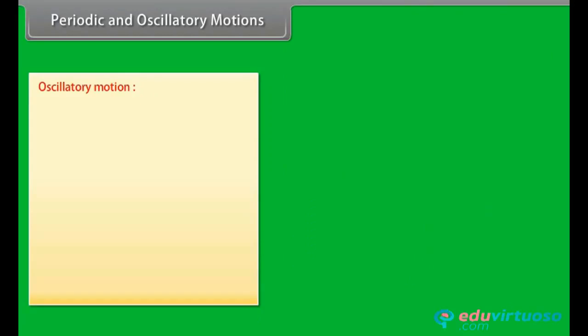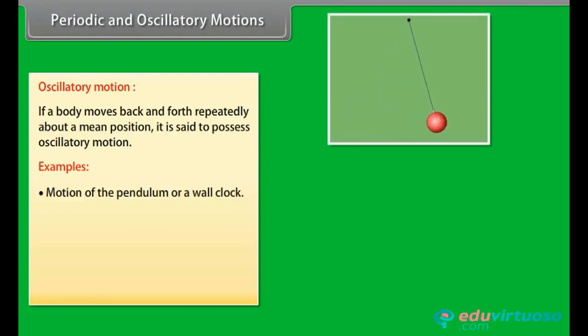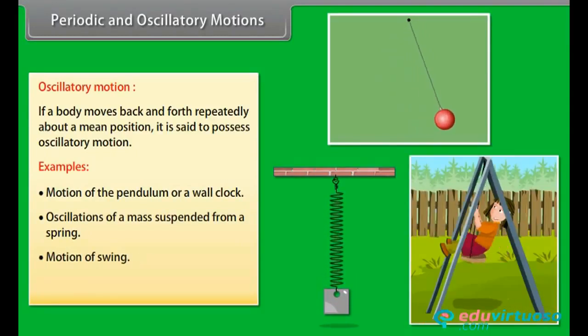of a clock. Oscillatory motion. If a body moves back and forth repeatedly about a mean position, it is said to possess oscillatory motion. Some examples are motion of the pendulum of a wall clock, oscillation of a mass suspended from a spring, motion of swing.